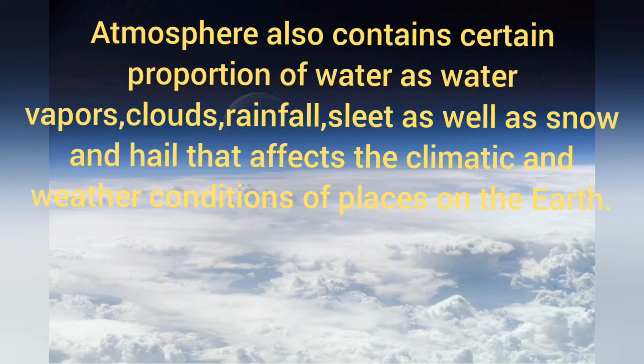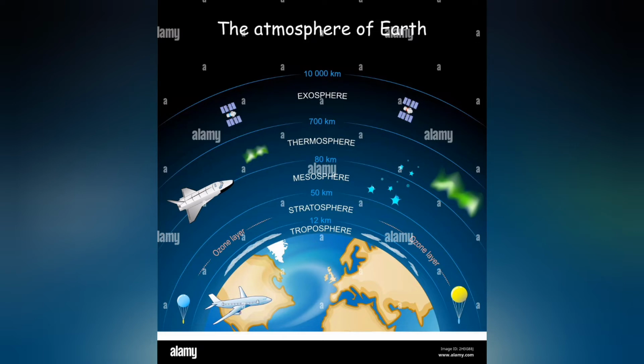It also has an unpredictable proportion of water existing as a gas like water vapor, liquid like clouds, rain, sleet, and solid like snow and hailstorms, and other solid particles like smoke and dust. So great contrast in weather and climate over different parts of the world happens because of this. Atmosphere consists of various layers that we will be talking about.